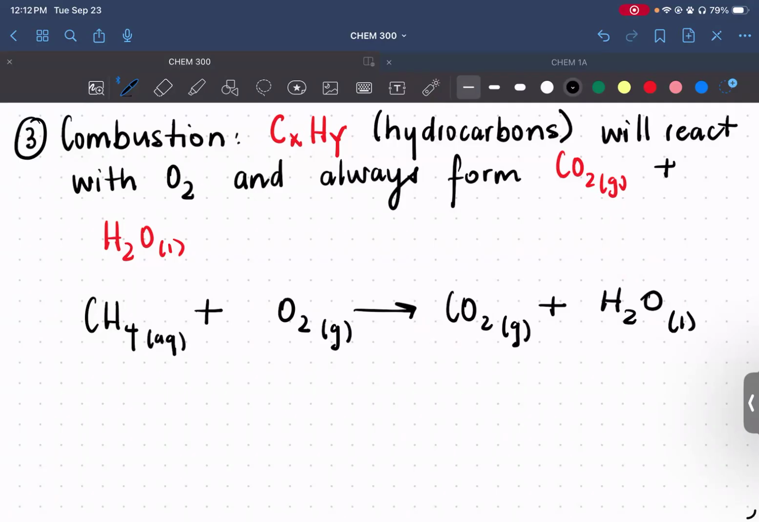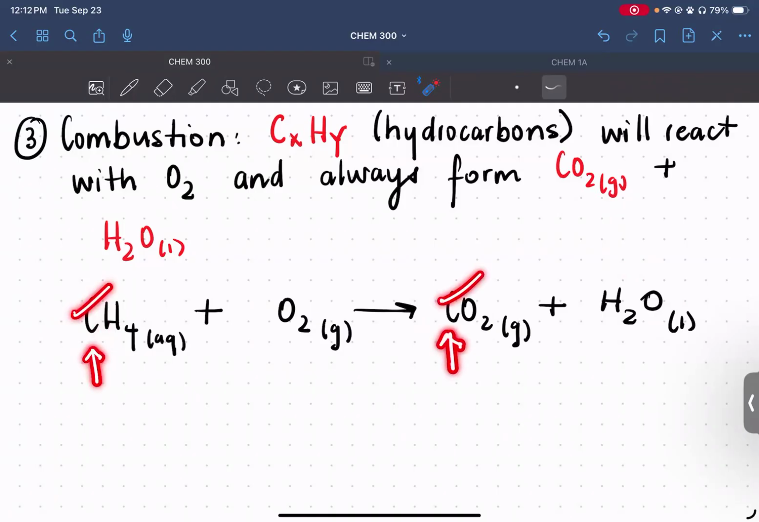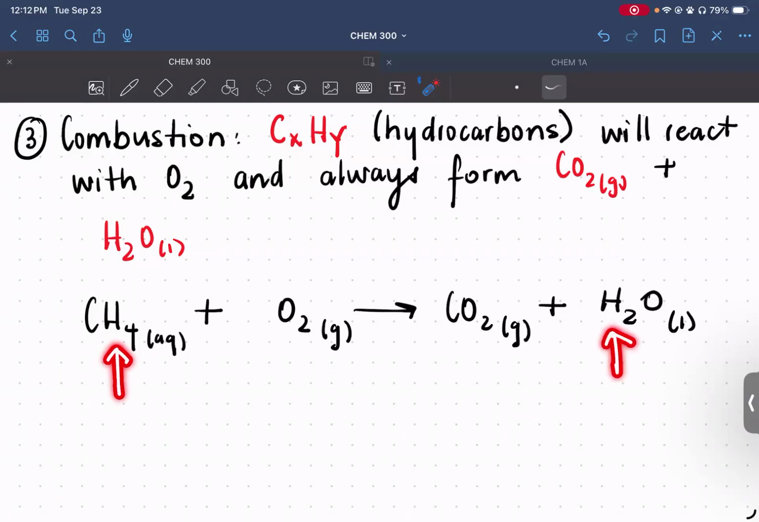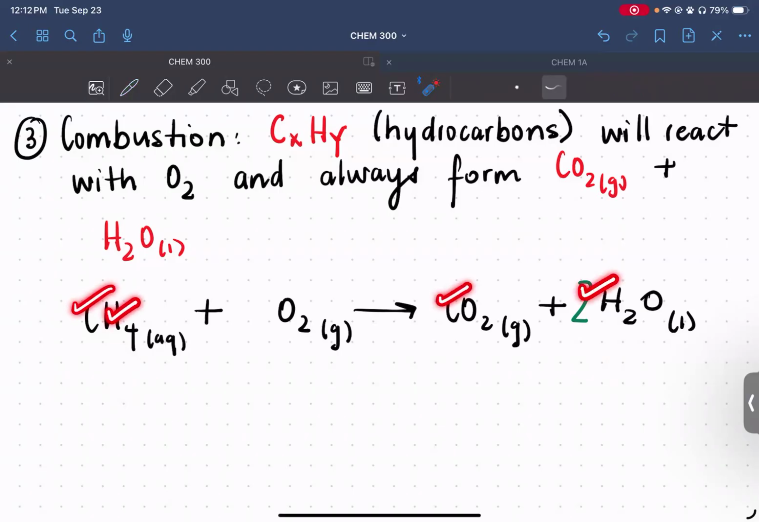All that's left is balancing. We see on the left, there is 1 carbon. On the right, there is also 1 carbon. So check. On the left, we see that there are 4 hydrogens. On the right, we see there are 2 hydrogens. To balance that, we'll simply put a 2 on the right. Now, carbon is balanced and hydrogen is balanced.